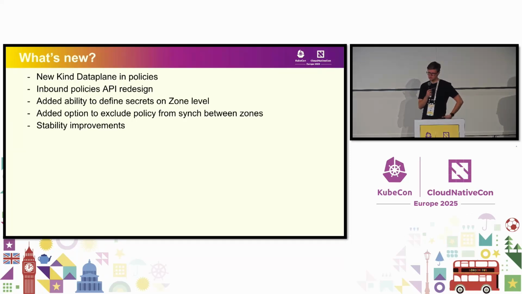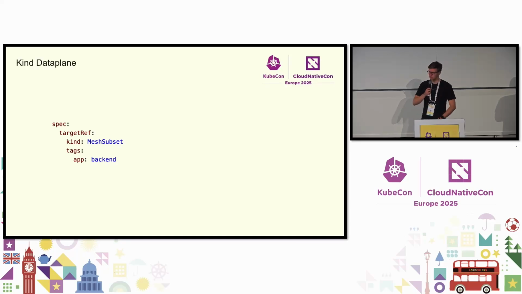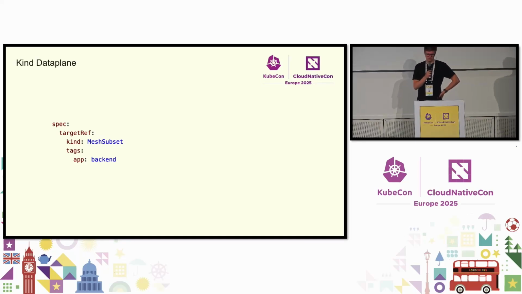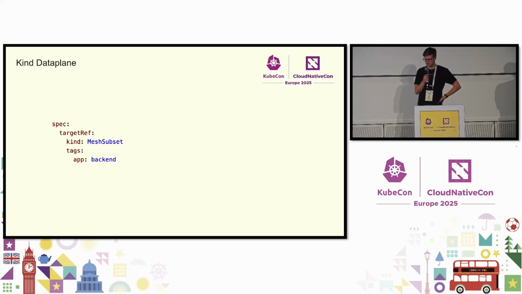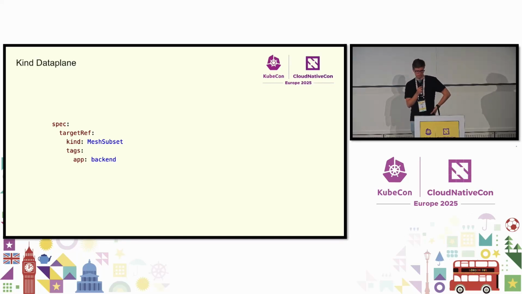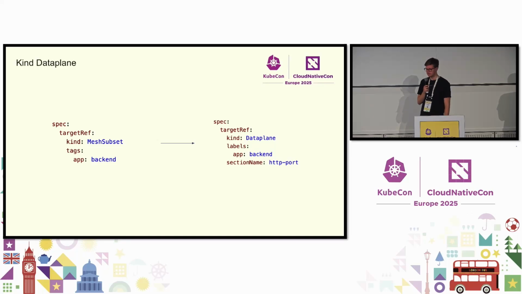So let's take a quick look at the new kind data plane. Policies are basically the main concept of configuration in Kuma. You configure, for example, timeouts, retries, etc., using the policies. And previously, when you wanted to select some subset of workloads in your mesh, you needed to use mesh subset kind in the target ref selector, and you were selecting workloads by tags. Those tags were taken from data plane inbounds, which could be problematic to understand, and it wasn't that easy to use. So now we've introduced new kind data plane where you are selecting the real resource data plane.